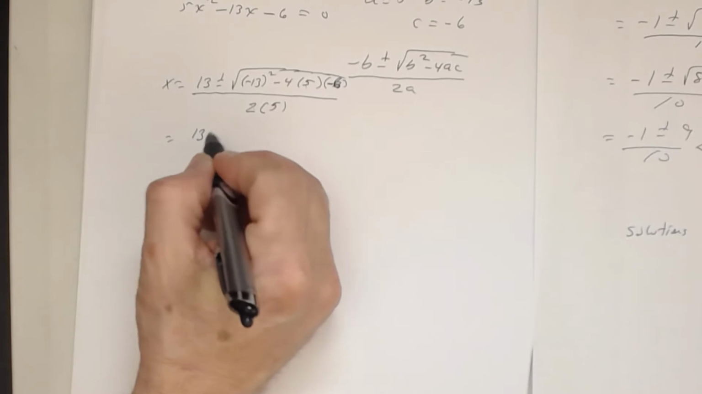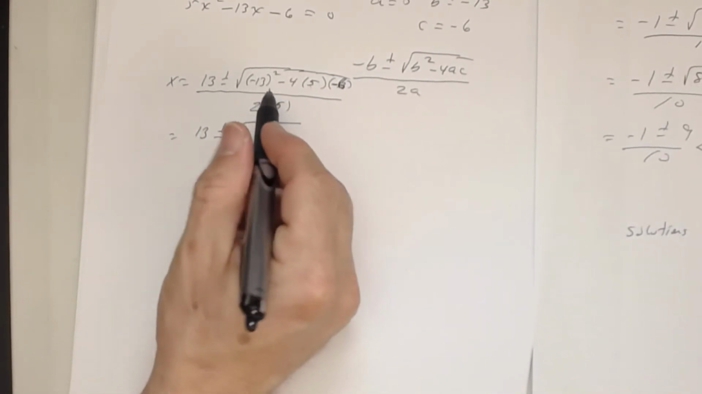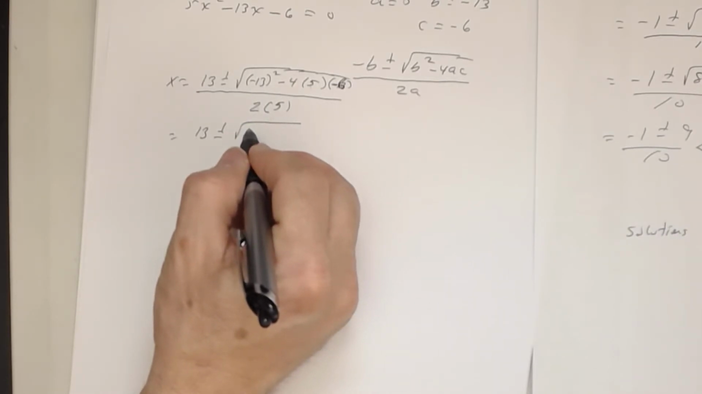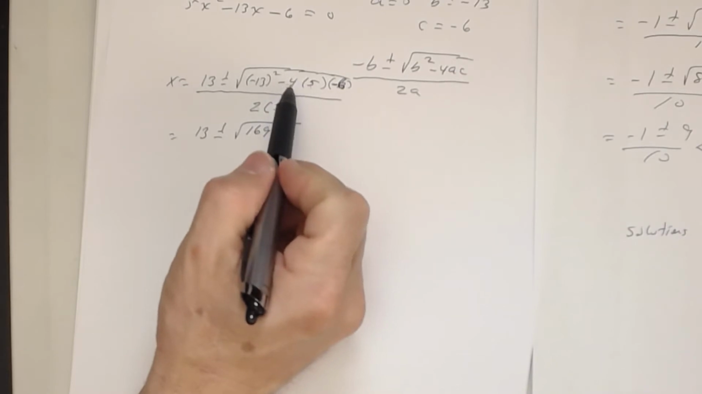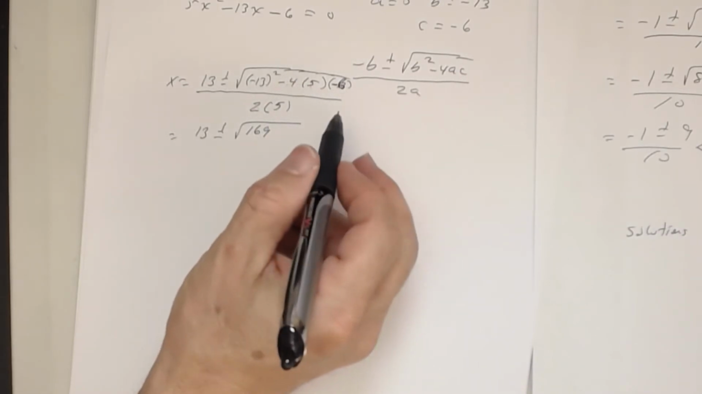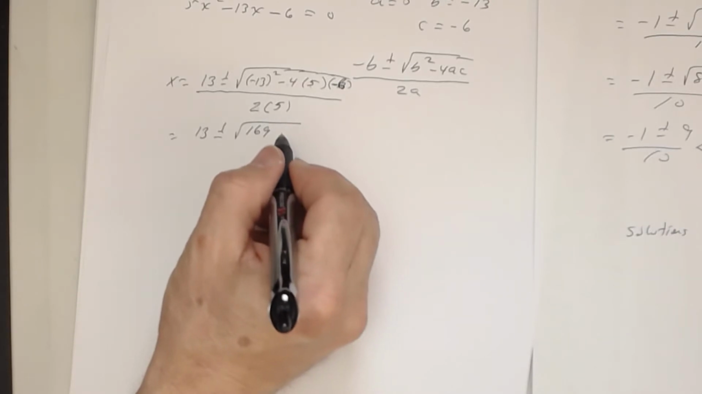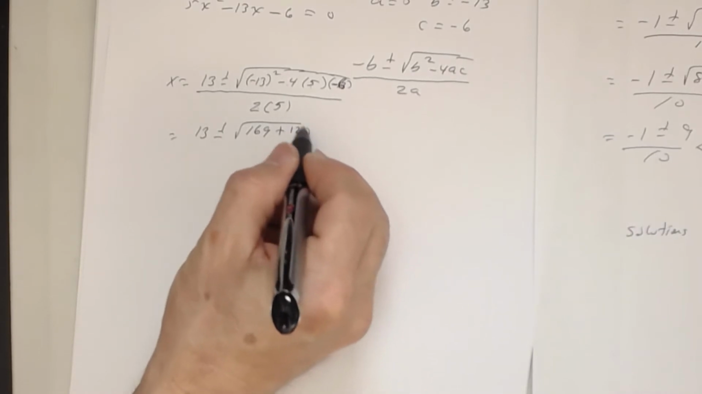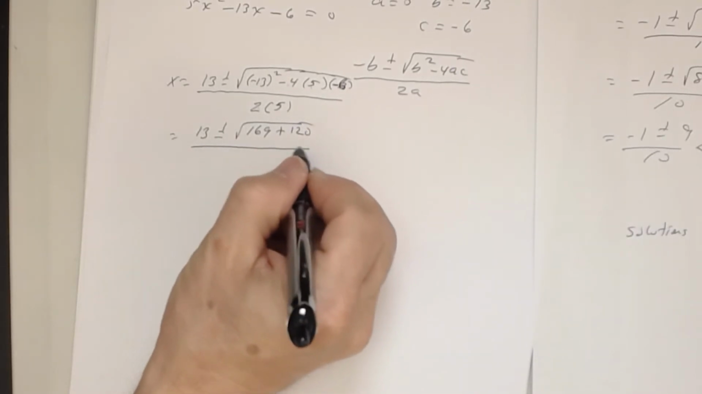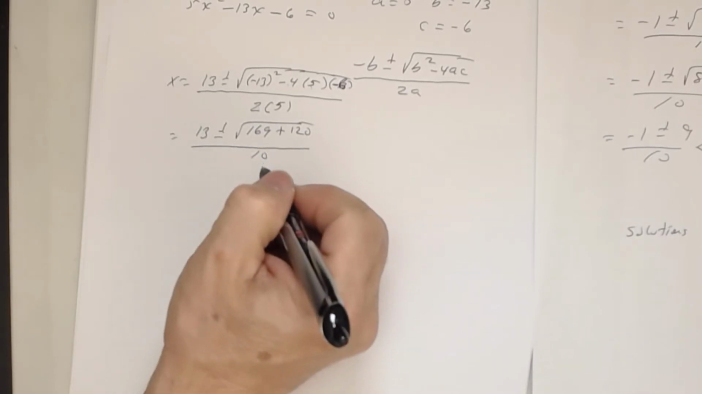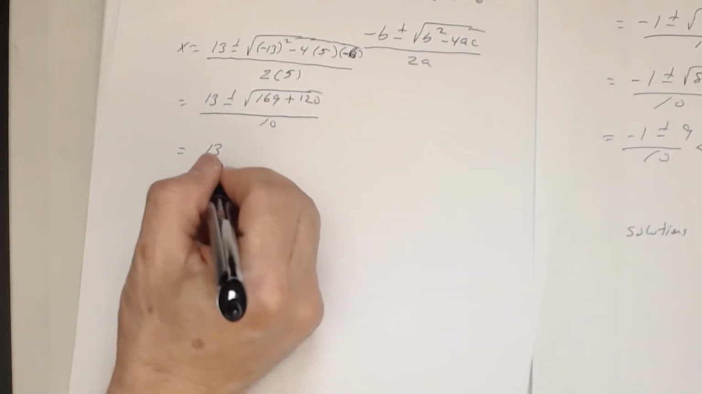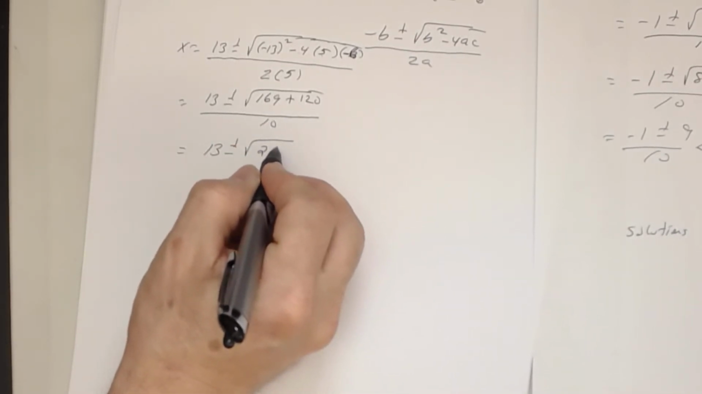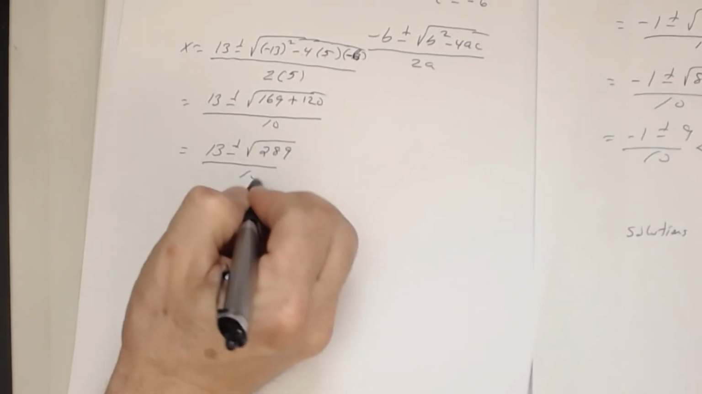So that becomes 13 plus or minus the square root of, what's a negative 13 times itself? 169. What's a negative 4 times 5 times a negative 6? Be plus what? Positive 120? I'm just writing what you're telling me. Yeah, it's 120. Okay. All divided by 10, right? Yes. So that equals 13 plus or minus the square root of, what's 169 plus 120? 289. Yes. Divided by 10.